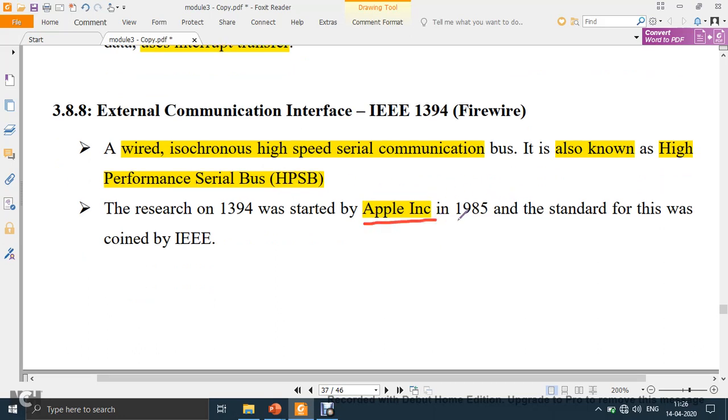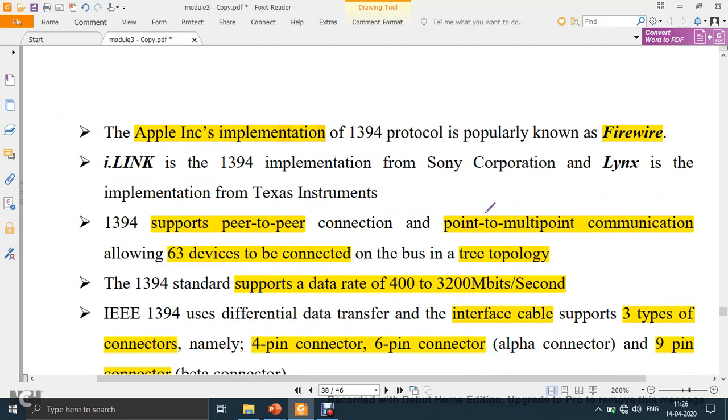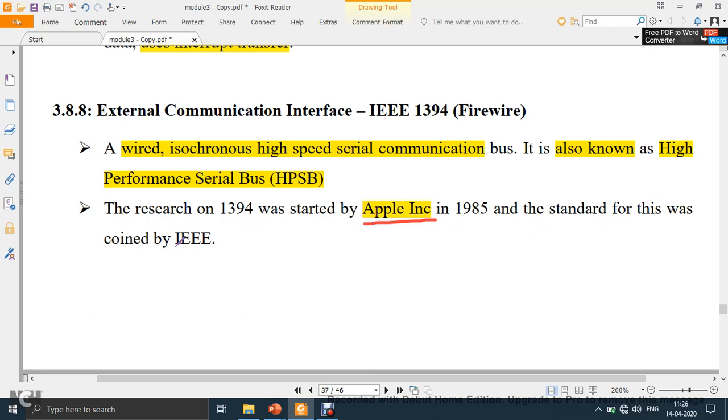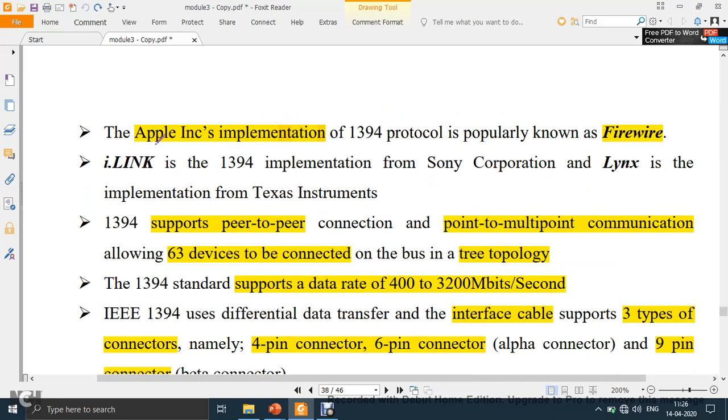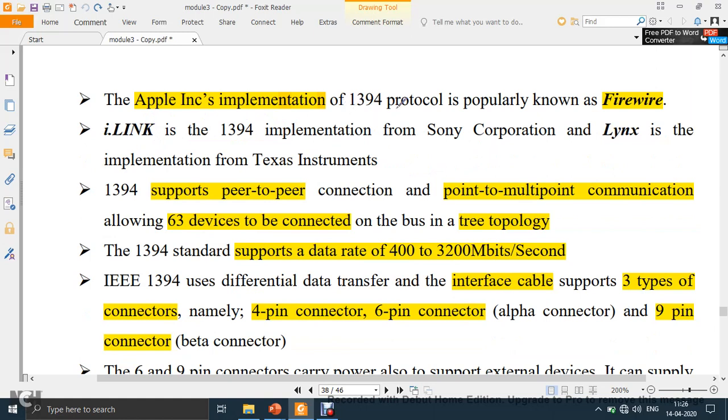It was started by Apple in 1985, and then the name was coined by IEEE, the Institute of Electrical and Electronics Engineers. Apple's implementation of the 1394 protocol is known as FireWire. The same implementation by Sony is known as i.LINK, and by Texas Instruments as Lynx. There are various names depending on the company implementing it. Don't worry, just remember it as IEEE 1394 or FireWire.